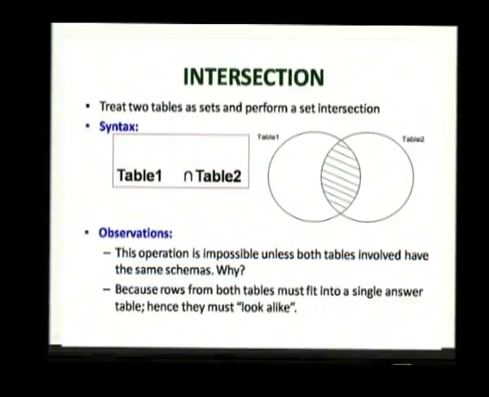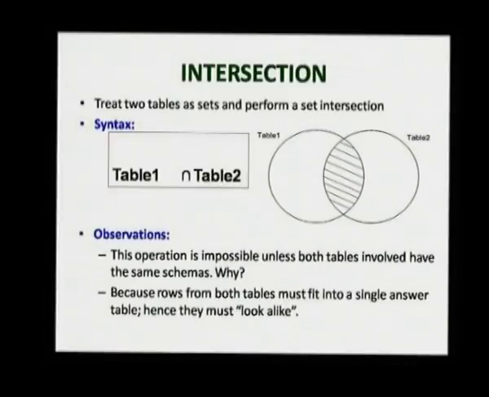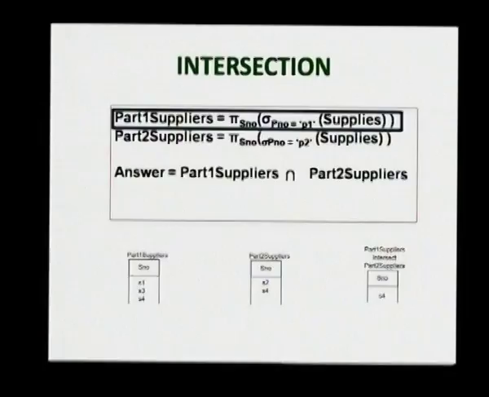This operation is impossible unless both the tables involved have the same schemas. Remember what we meant by schemas? Schemas were having the same attributes. So, they should have the same attributes, otherwise you cannot do intersection. This is what we called compatible, or union compatible, which we already discussed in the first lecture on relational algebra. Because rows from both tables must fit into a single answer table, they have to be of the same schema and look alike.